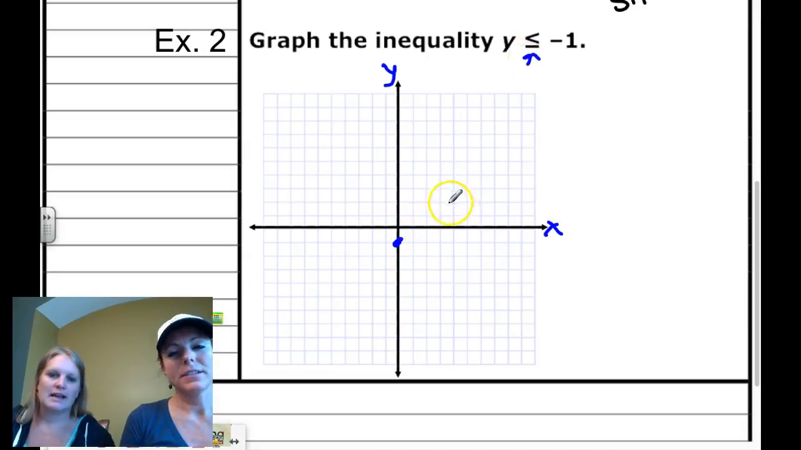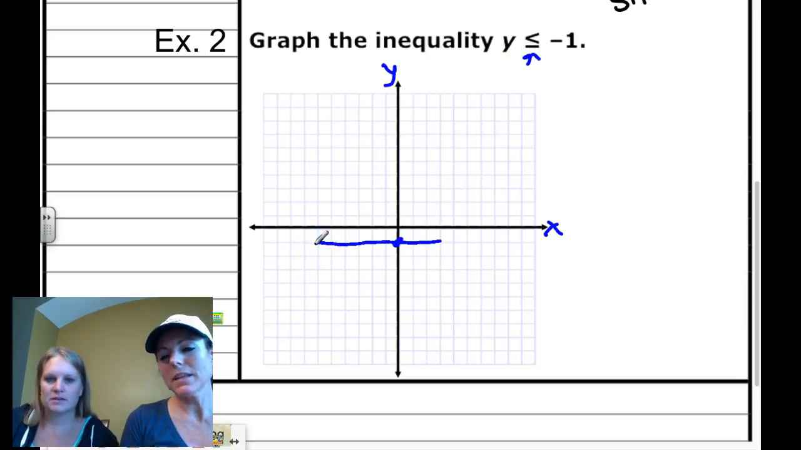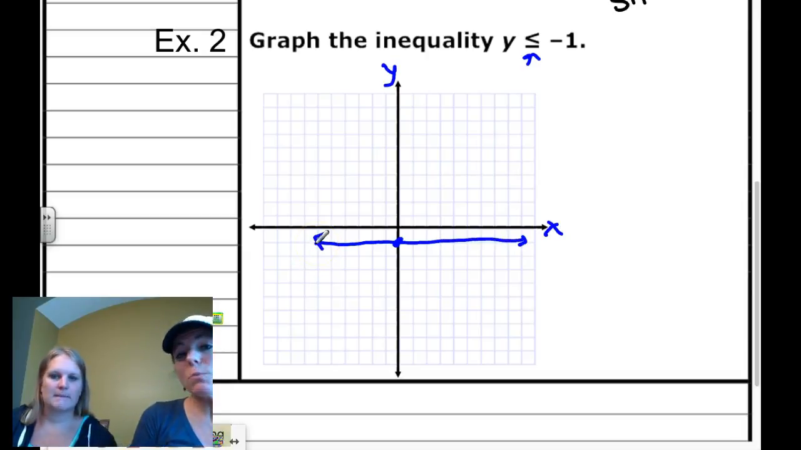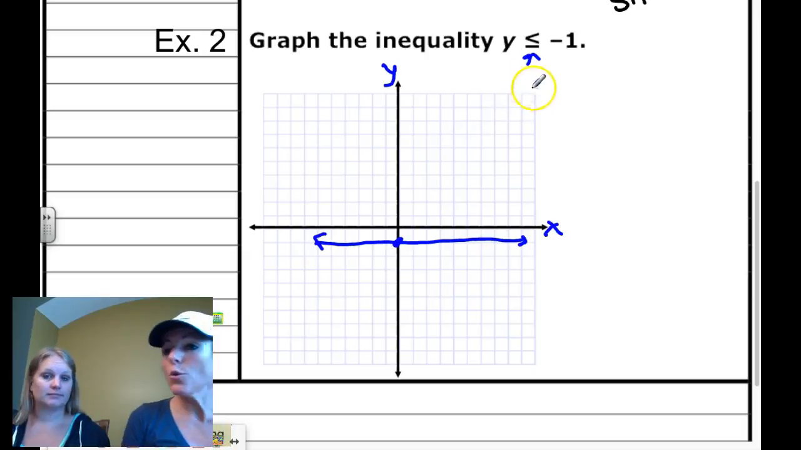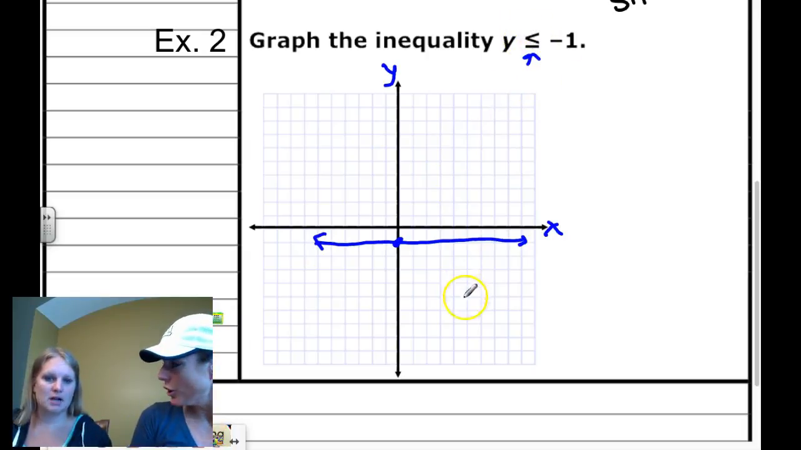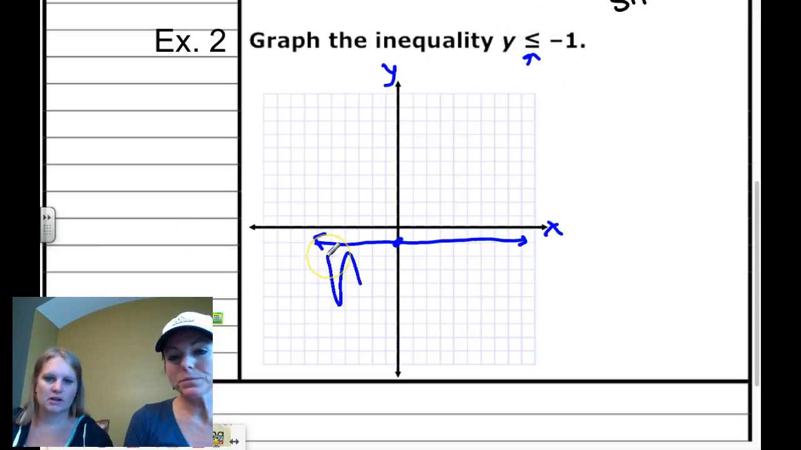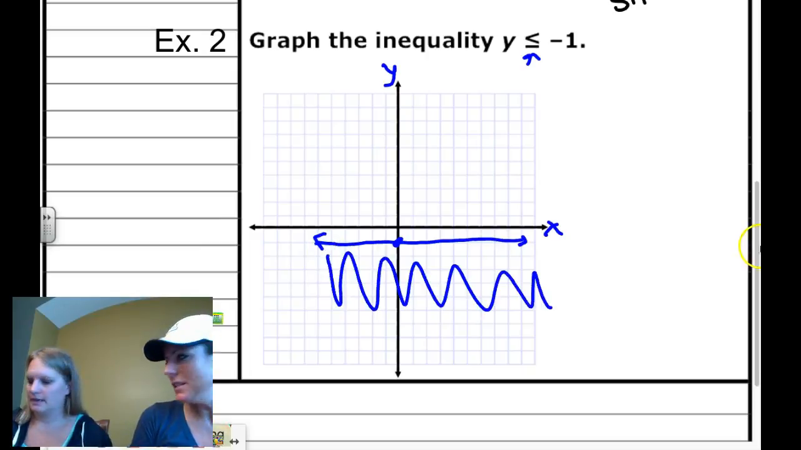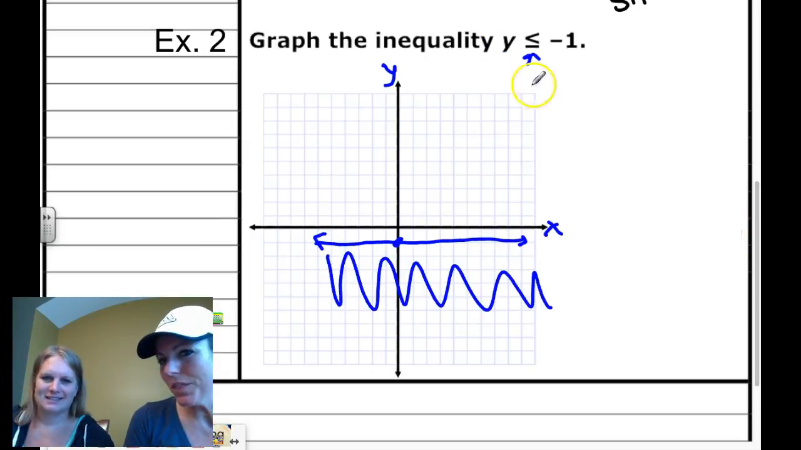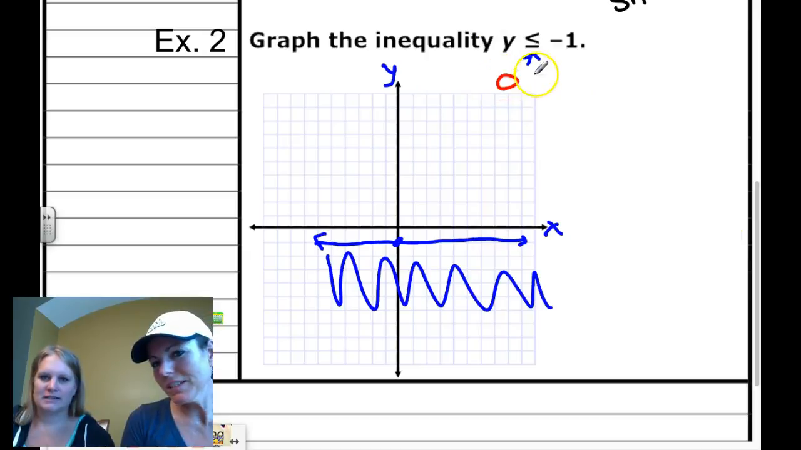I have to look at this though. It's telling me it's going to be solid because of the equal sign. That means everything on that line is included in our solution. And it's still in slope-intercept form. Less than means smaller, so shade everything lower, so shade below. Now it's going to be really easy to test 0, 0 because you're plugging in one thing. So I just plug in 0. Is 0 less than or equal to -1? Absolutely not. Not true.